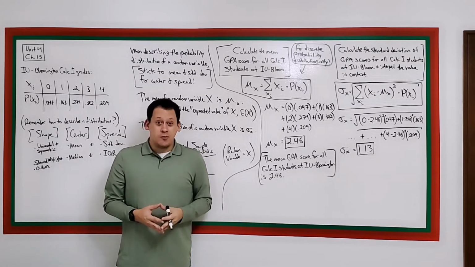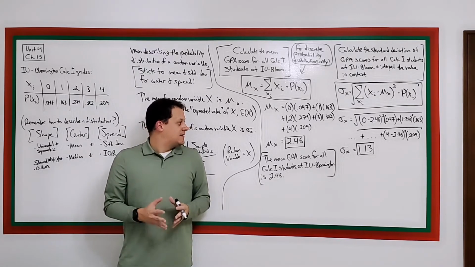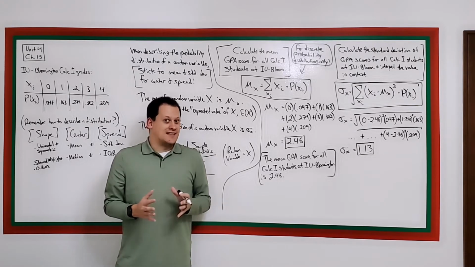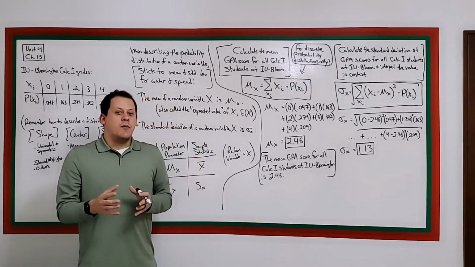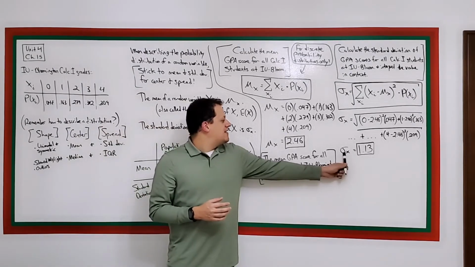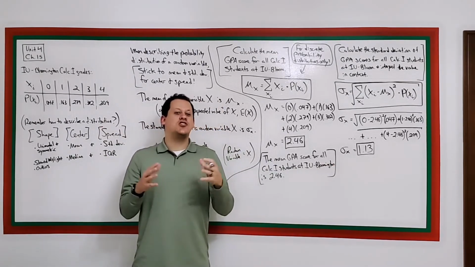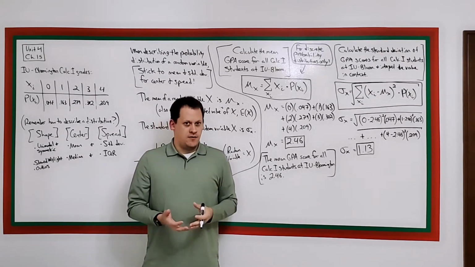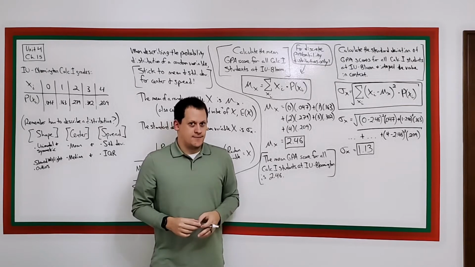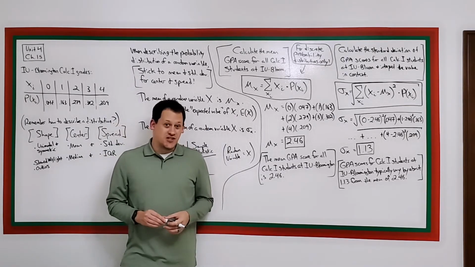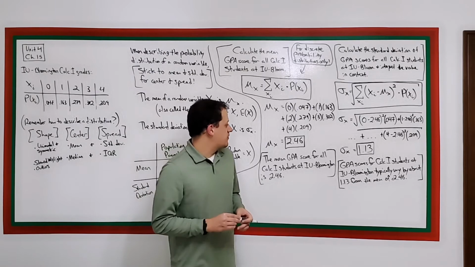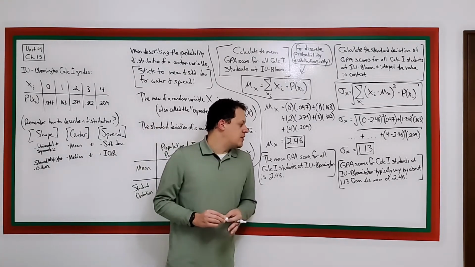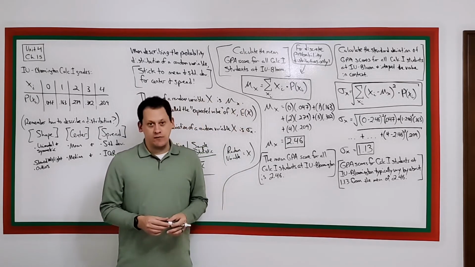So, again, we need to interpret that value in context. It's a little trickier interpreting the standard deviation of a distribution than it is the mean. Remember, our interpretation of a standard deviation is that it's the average distance that an individual is from the mean. So this is what that looks like. So here is the interpretation I came up with. GPA scores for Calc 1 students at IU Bloomington typically vary by about 1.13 from the mean of 2.46.